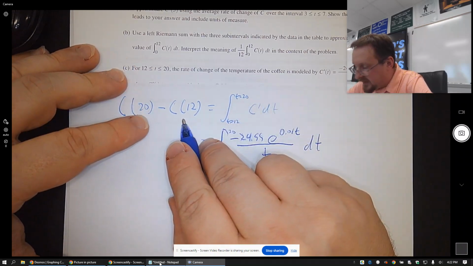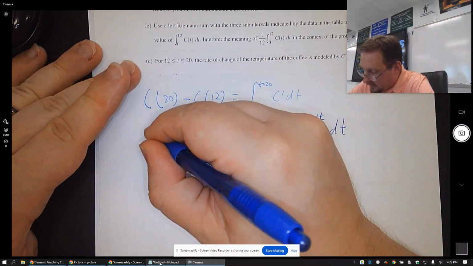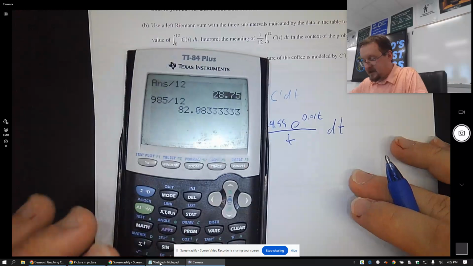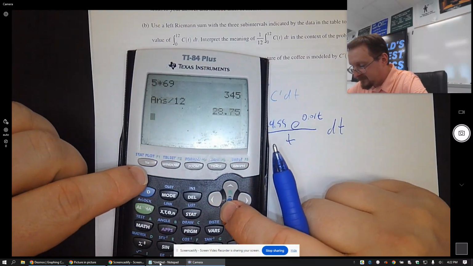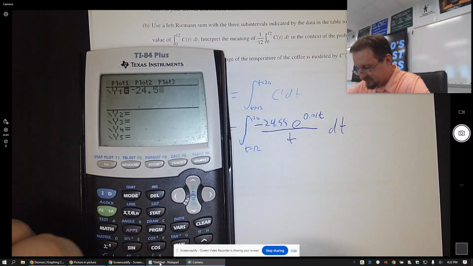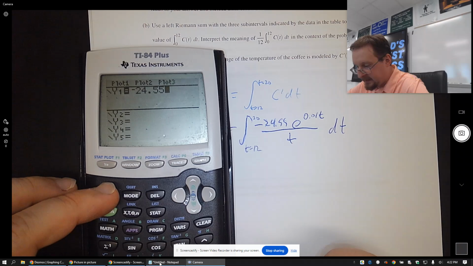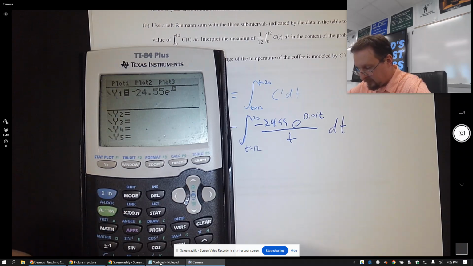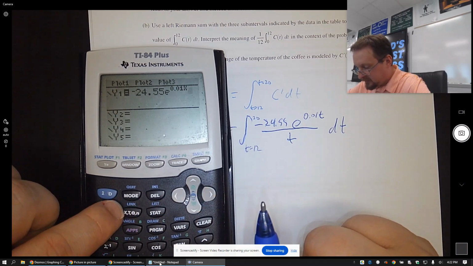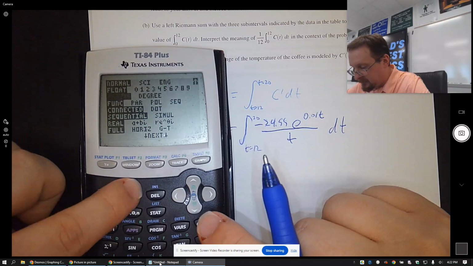That's going to equal C at 12, which is 55, minus the C at 20, which is what I want to know, right? Does that make sense? Okay, let's put this in the calculator. So 25, e to the 0.1t, whatever you want to call it, divided by x. I have to make sure that I'm in radian mode for this.